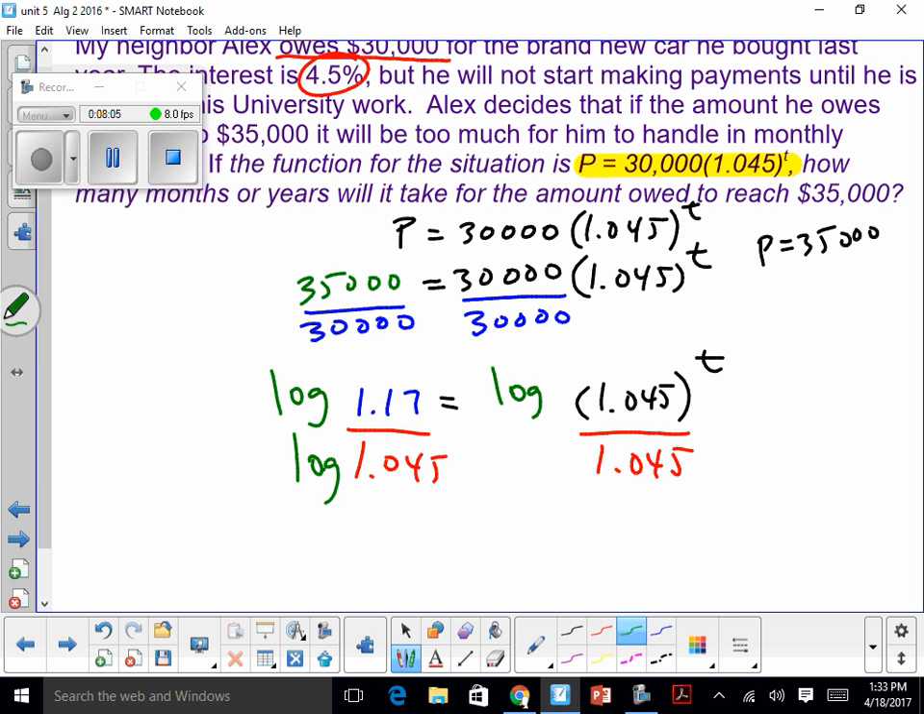You're supposed to put log on this side. And the extra step is you're supposed to bring the T all the way down in front, because all the log does is take the exponent and bring it down, which leaves you with T times log. Then you divide by this log on here and over here, and you're left with T and this division problem.